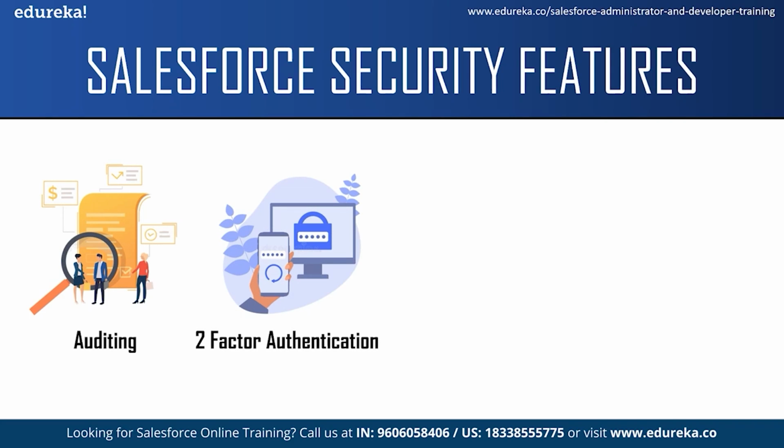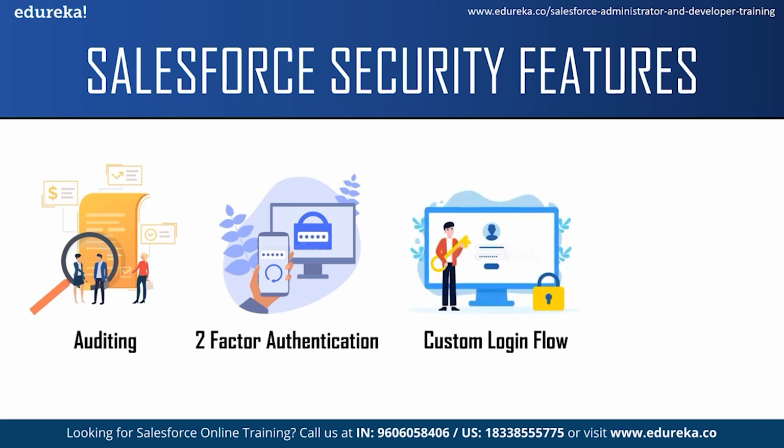Administrators can turn on company-wide two-factor authentication. So when a user tries to log in from a different system or a different IP address, he can be asked for verification, and this verification could be something like an OTP sent to his phone or email address. Admins can also set login restrictions based on the time of the day and the location from which the login attempt originates. The next security feature is custom login flow.